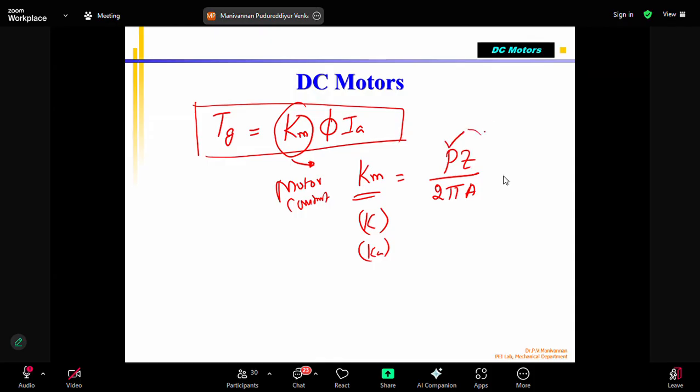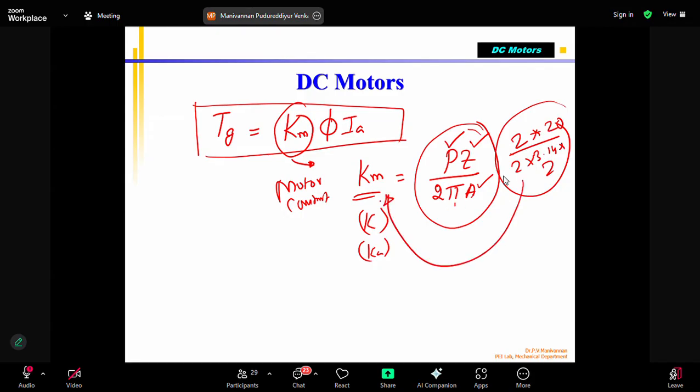The number of poles in a motor, 2 pole, 4 pole, 8 pole, is decided by design. Z is the number of conductors, and P is the number of poles, 2, 4, whatever it may be. Pi is constant, 3.14, and 2 is constant. So the whole thing becomes one number. For example, P equal to 2, Z equal to 20, divided by 2 into 3.14 multiplied by A equal to 2. If you do that, you will get one number. Motor manufacturers often give this number directly. Otherwise, you can calculate it if the parameters P, Z, A are given.